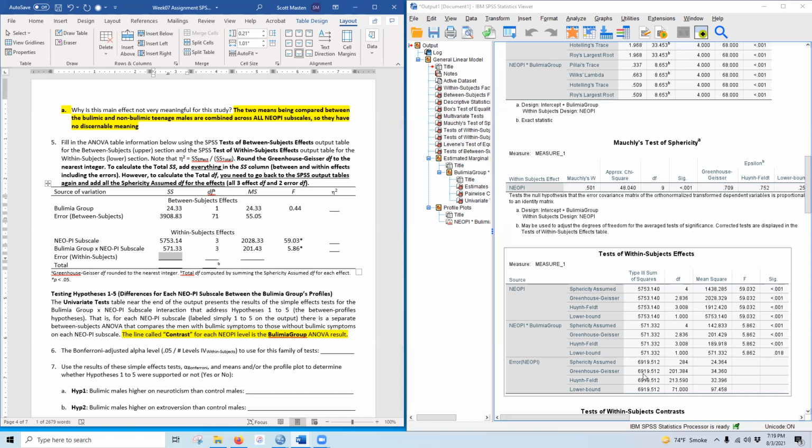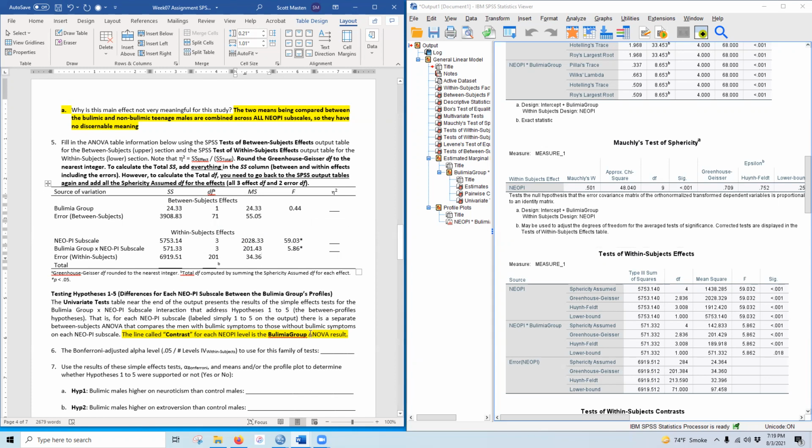Error within subjects, greenhouse geyser. 6919.51. What's our degrees of freedom for that? It's roughly 201, around that, to the nearest integer. Our mean square is 34.36.